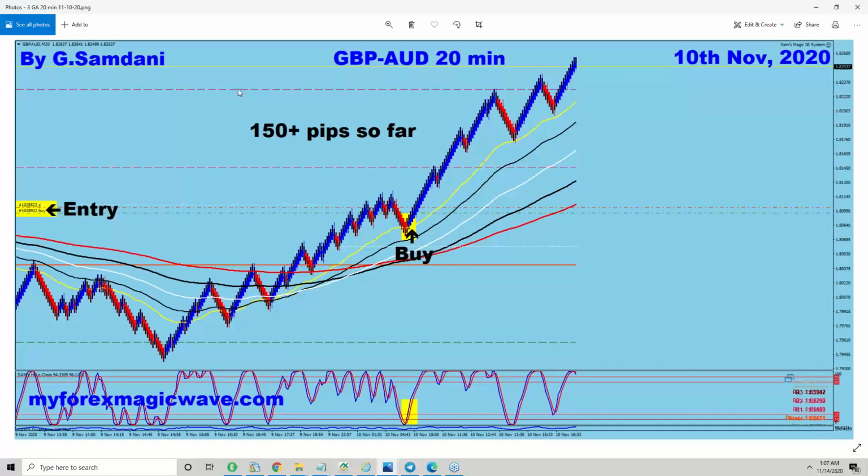On the 10th, the next trade was pound Aussie. By the book entry, you can see here how I went the other side of this red line. So from bearish, turned bullish and got the entry, and boom, it's gone all the way, right? 150 pip on the 10th.